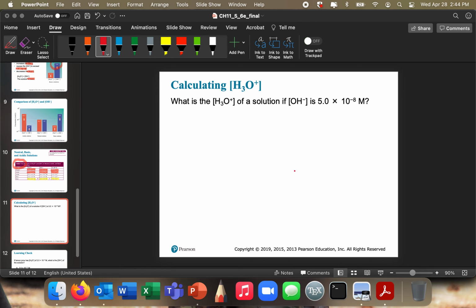So let's do an example. What is the hydronium ion concentration of a solution if the hydroxide ion concentration is 5 times 10 to the negative 8? So what we're going to do is we're going to say Kw is equal to the one times the other. This is just a definition, right? And we know what Kw is. It's 10 to the minus 14, right? And we know what this is. It's 5 times 10 to the minus 8. But what we don't know is what this is. That's what we're being asked.